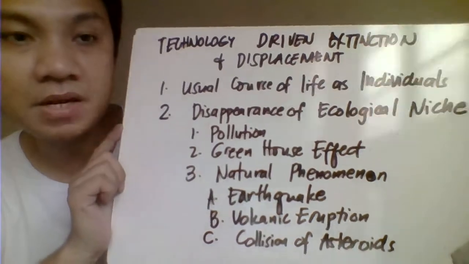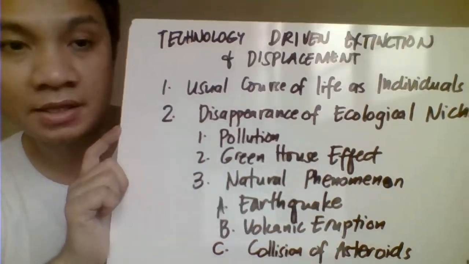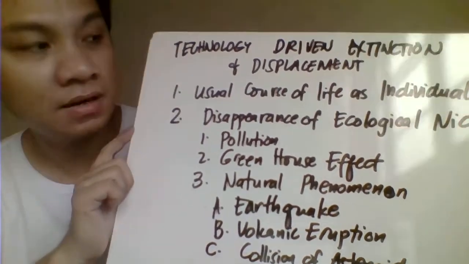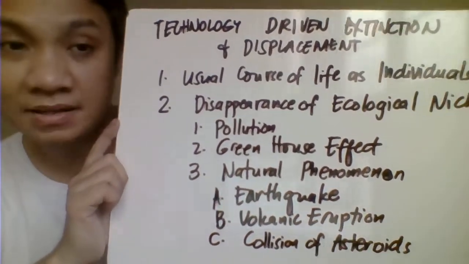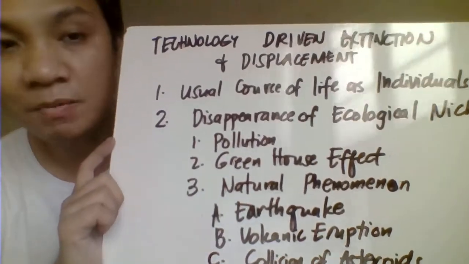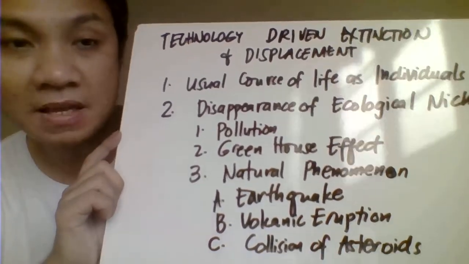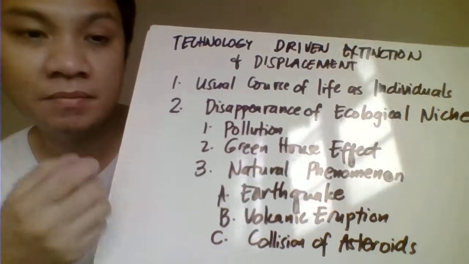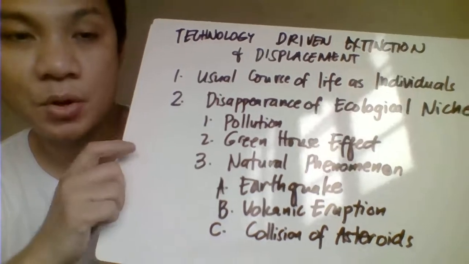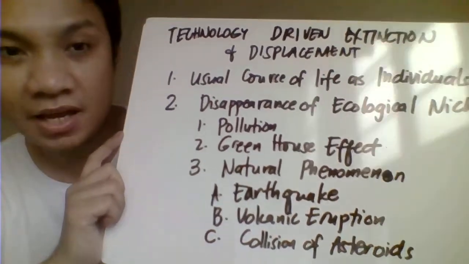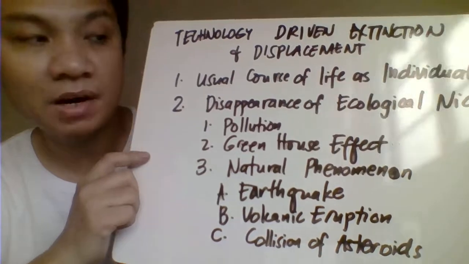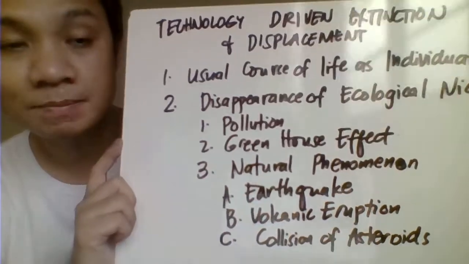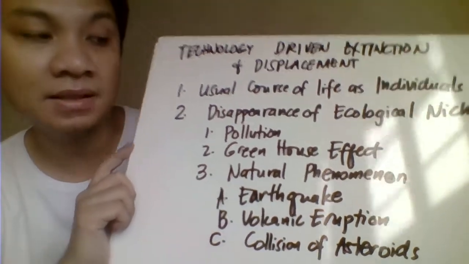Okay, the next one we have is the mechanism of human extinction and displacement. The first one is the usual course of the human as an individual, as a human being. Again, we are not immortal, so we have a lifespan. Basically, time will come as your age grows, you'll die. It's either because of your age, most likely, or because of environmental factors, where human beings have been replaced with other species which are more fitted to the environment.